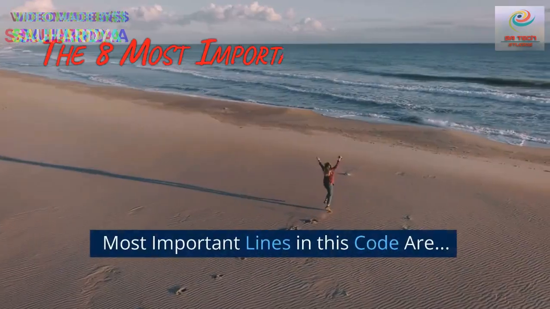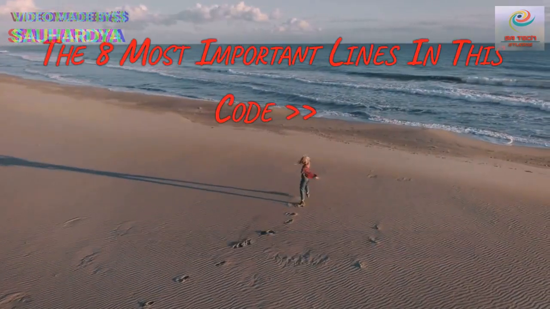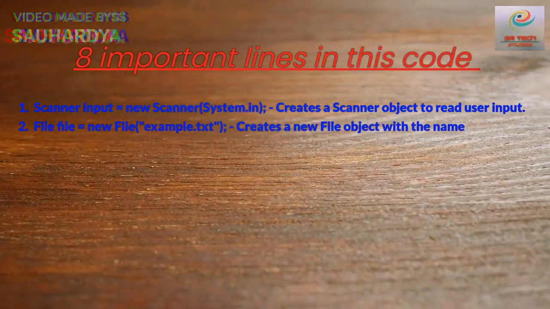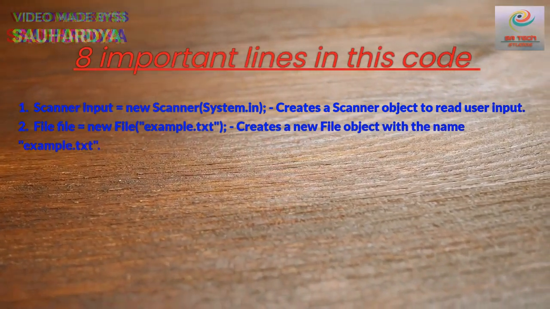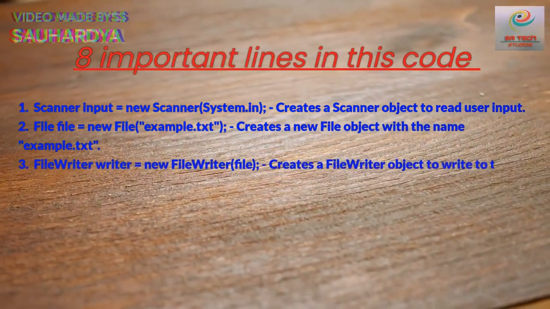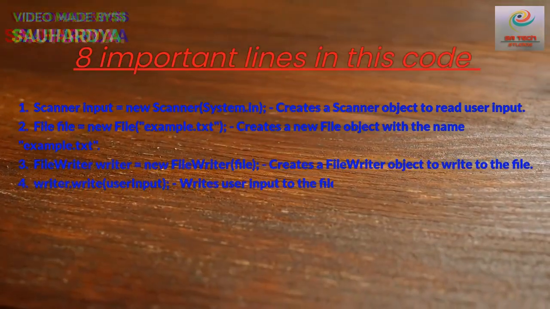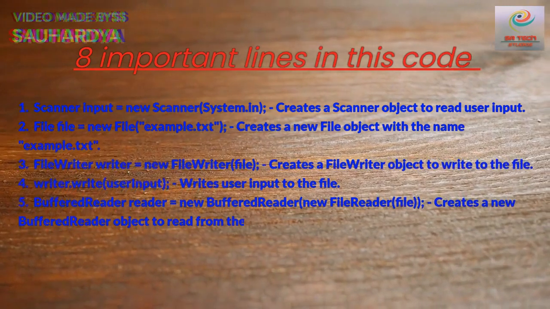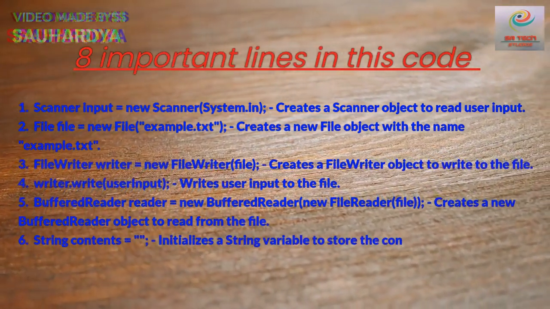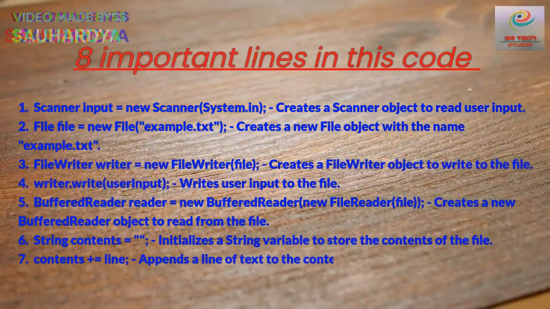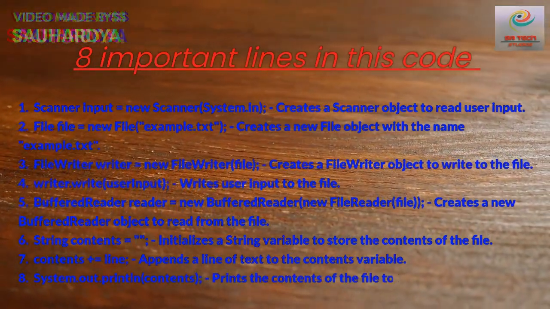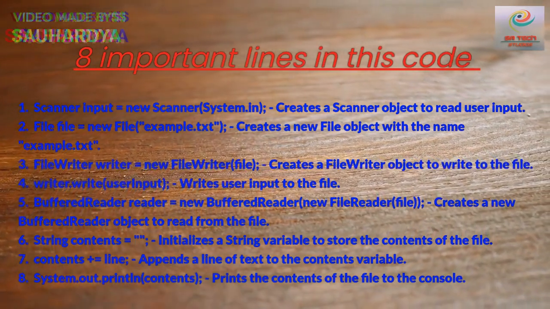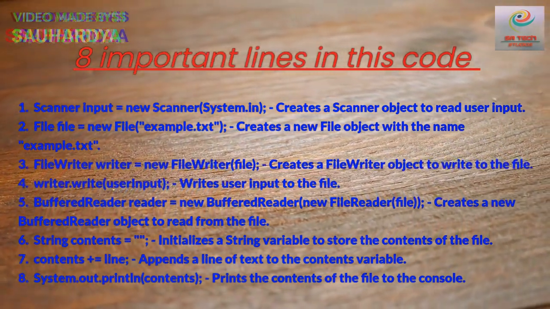Most important lines in this code are: Number 1. Scanner input = new Scanner(System.in) creates a Scanner object to read user input. Number 2. File file = new File("example.txt") creates a new File object with the name example.txt. Number 3. FileWriter writer = new FileWriter(file) creates a FileWriter object to write to the file. Number 4. write(userInput) writes user input to the file.